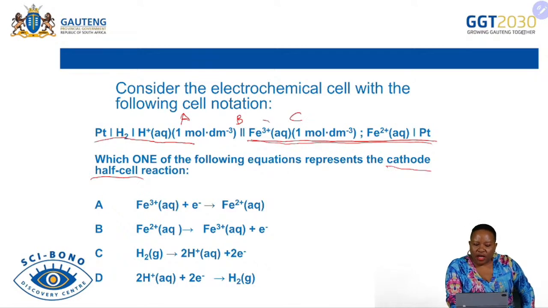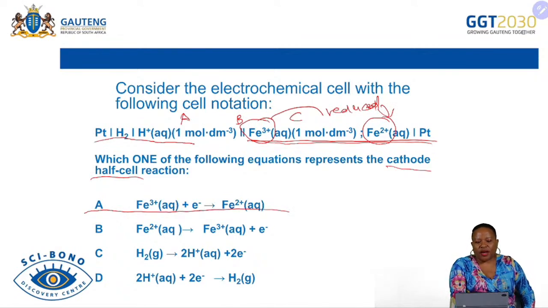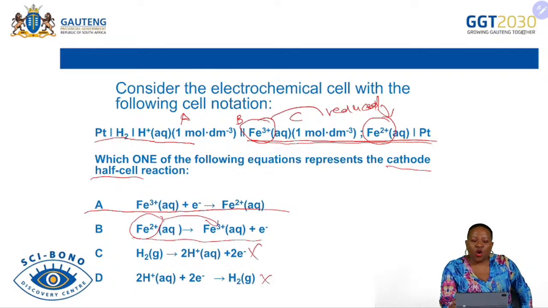And then we can see that it's going from Fe3 plus to Fe2 plus. So it means Fe3 plus was being reduced to Fe2 plus. So the correct answer for the first one is this one. This one is incorrect because it says Fe2 plus was being oxidized, and this one shows an oxidation reaction. These two are automatically wrong because they are on the side of the anode before the bridge.